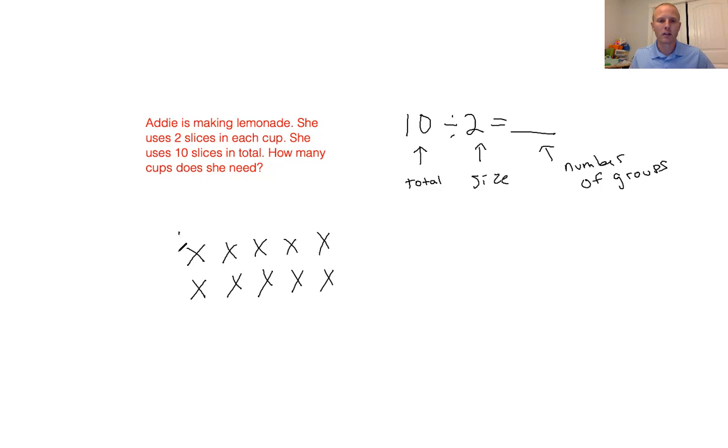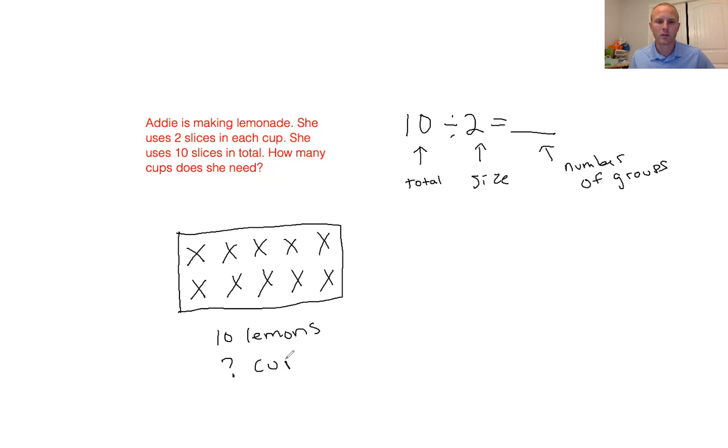So I'm going to put a big rectangle around this, because this is the total number that I used. I'm going to label everything I know so far. I know I've used 10 lemons, but I'm not sure how many cups. Well, how can I solve that? I know that there are 2 lemons in each cup, and conveniently, I have 2 lemons here, so I'll do it in a different color, but I can draw a line here. So that's 1 cup's worth of lemons.